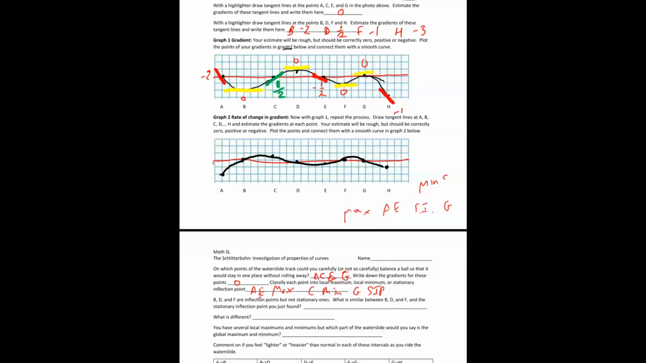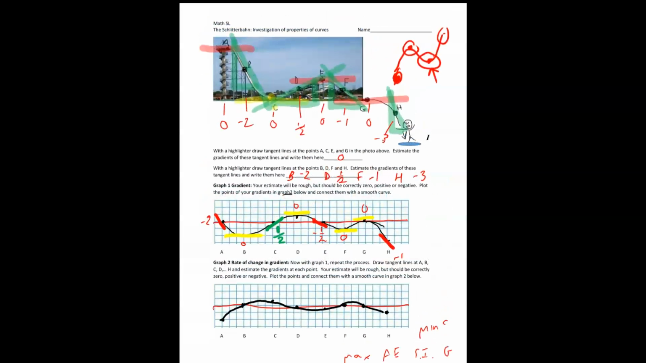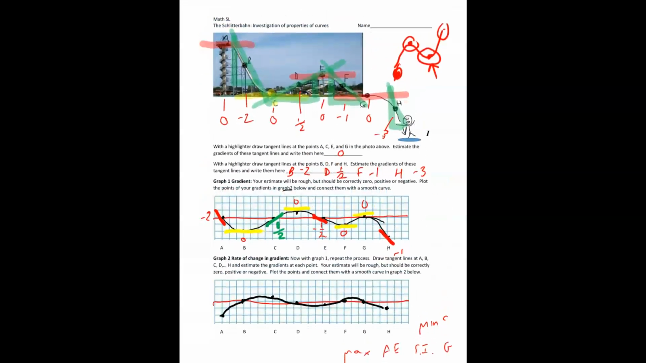B, D, and F are inflection points, but not stationary ones. What is similar between B, D, and F and the stationary inflection point you just found? Okay, so I'm going to erase some of these highlights because it's kind of hard to see what's going on. The stationary inflection point we're talking about is G.